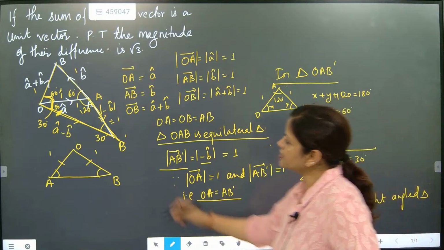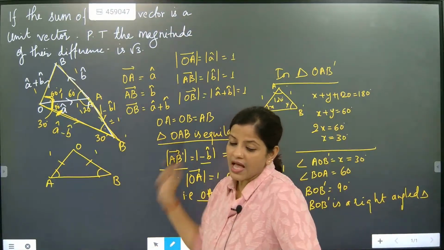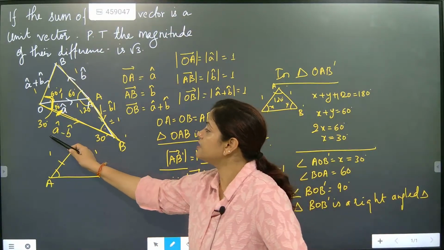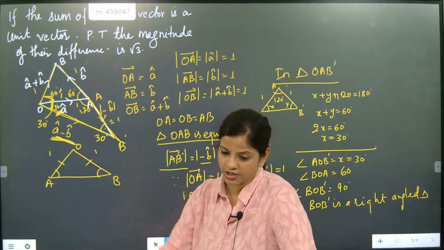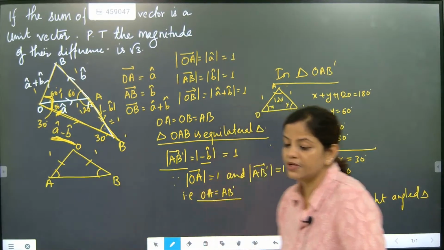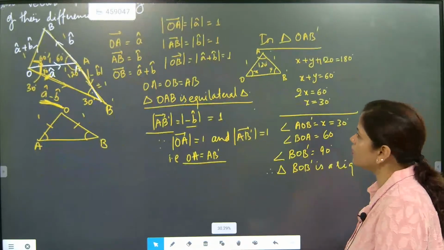Okay, so this part is considered as a right angle triangle. They asked a simple question from us, and that question was that the difference in the unit vector should be equal to root 3. The difference in the unit vector should be equal to root 3. So this part is exactly how we are going to proceed.